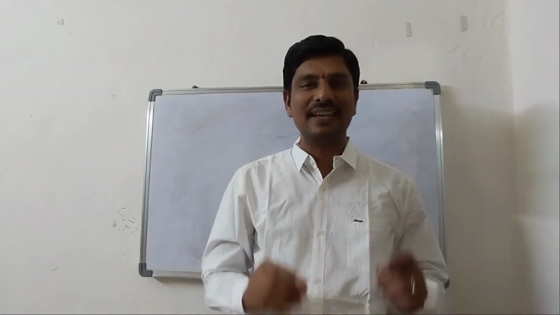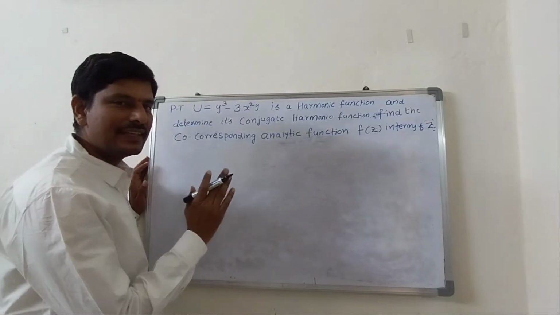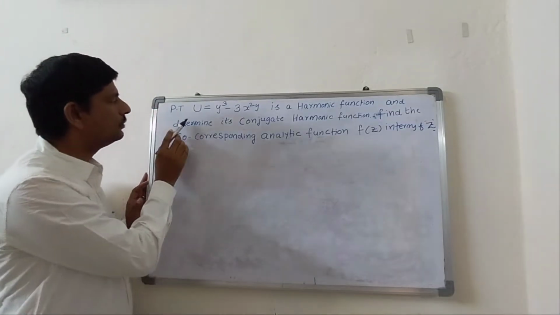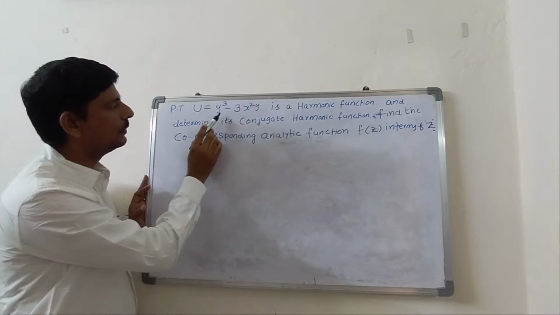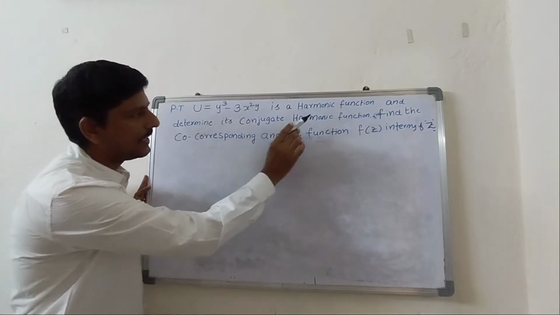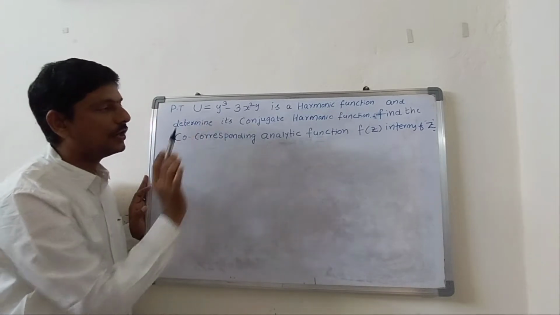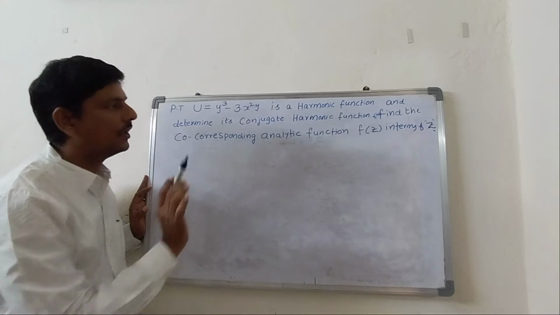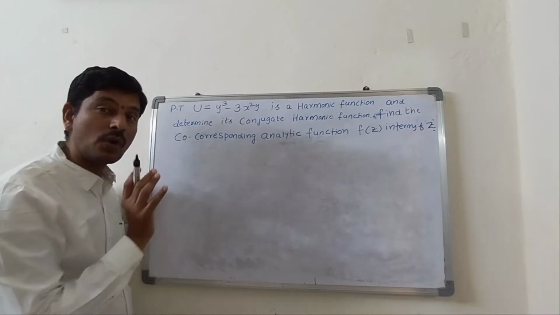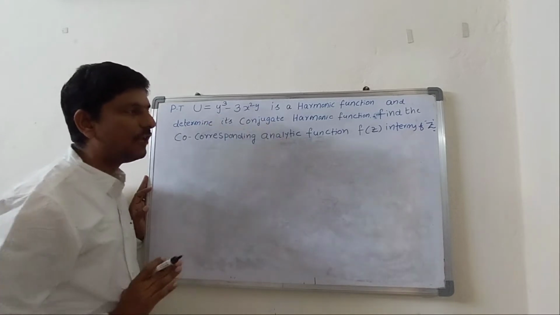Right students? In today's class we will discuss two more very important problems about harmonic functions. Here it is question number 1. Prove that u equal to y cube minus 3x square y is a harmonic function and determine its conjugate harmonic function. Find the corresponding analytic function f of z in terms of z.